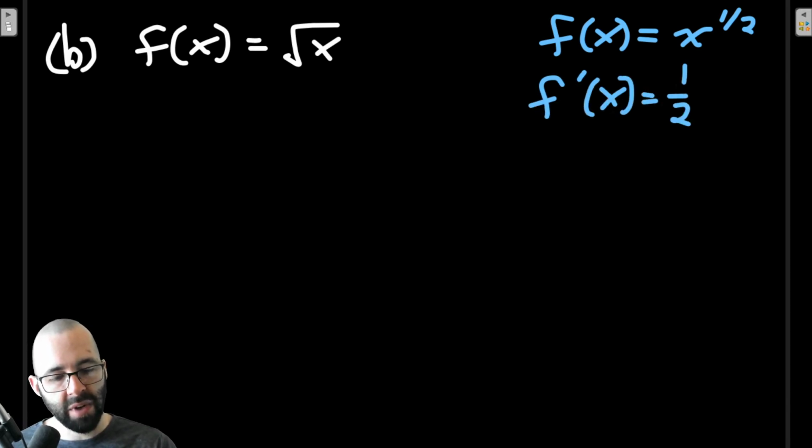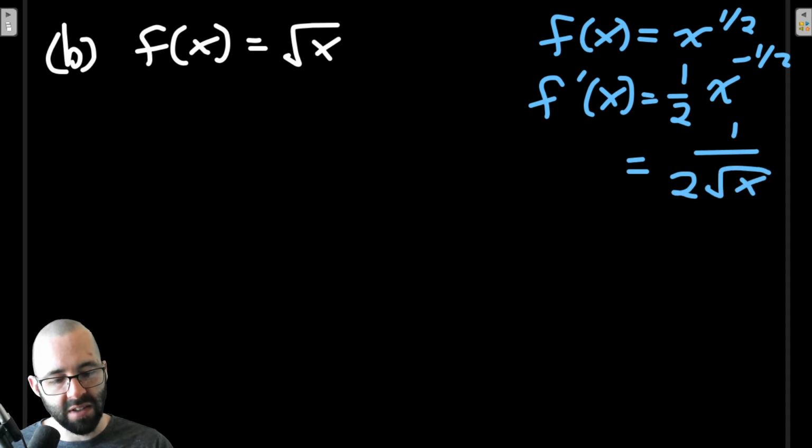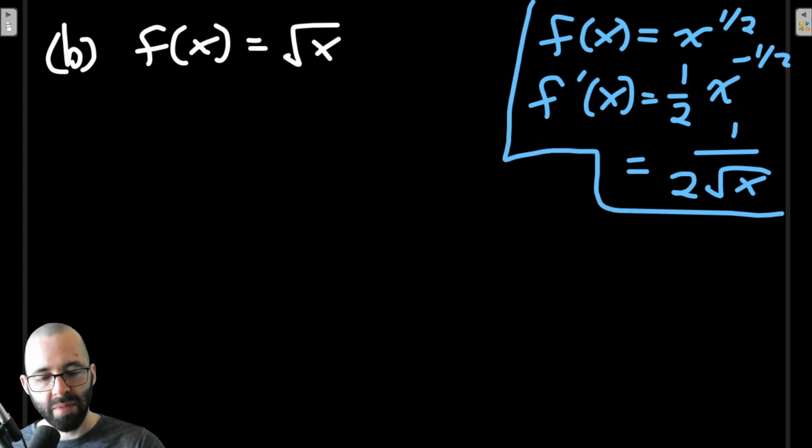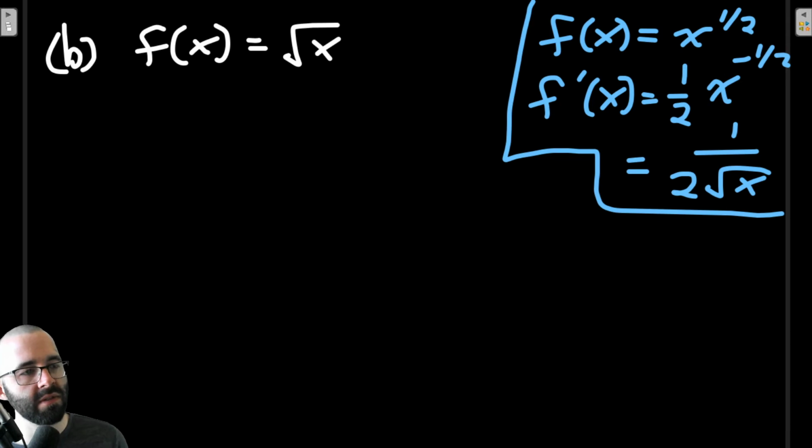Bring the power down, the 1/2 comes out in front, subtract 1 from the exponent. And you could rewrite this as 1 over 2 times the square root of x, because negative exponent means the x goes into the denominator. So at this point, you could use the power rule, and you already know the answer. But I'm going to show you where this comes from. We're going to use the definition of the derivative.